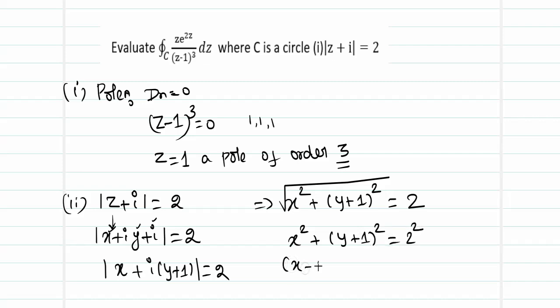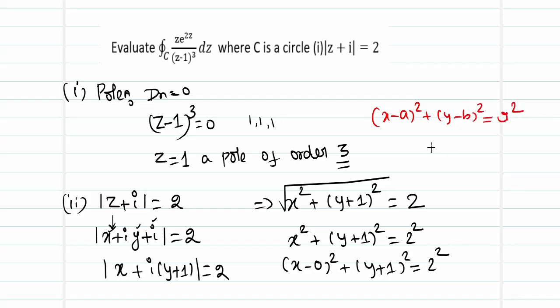Rewrite this in the form (x minus 0) the whole square plus (y plus 1) the whole square equal to 2 square. Now identify this with the general formula (x minus a) the whole square plus (y minus b) the whole square equal to r square, which is a circle having center (a, b) and radius equal to r units. So in which case, what is going to be the circle's center? It is going to be (0, minus 1). And what is going to be the radius? Radius is equal to 2 units.